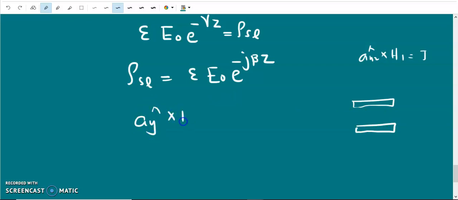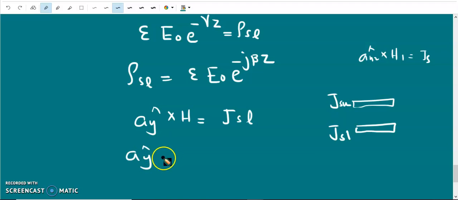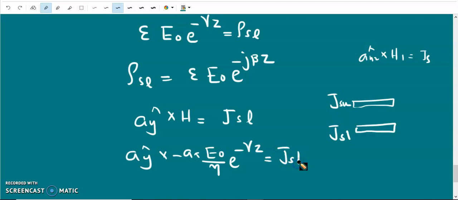ay cross H is equal to Js. And for the lower conducting plate, Js is taken as JsL, the surface current density of the lower conducting plate, and for the upper conducting plate it is JsU. So JsL: ay cross H is equal to minus ax E0 by eta e to the power minus gamma z. So this is equal to JsL.